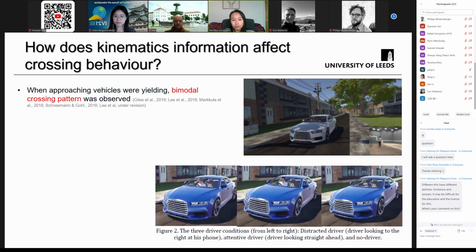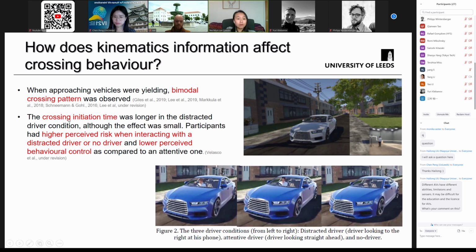In addition, we also tried to understand how the presence of an absent driver on board, versus an attentive driver, versus a distracted driver, how that driver element actually affects pedestrians' crossing behavior. So all the speeds and decelerations were controlled, just merely trying to compare how the presence and attentiveness of drivers affects crossing behavior. And what we found is that crossing initiation time was longer in the distracted driver condition, although the effect was very small, but participants had a higher perceived risk when interacting with a distracted or no driver condition and a lower perceived behavioral control as compared to an attentive one.